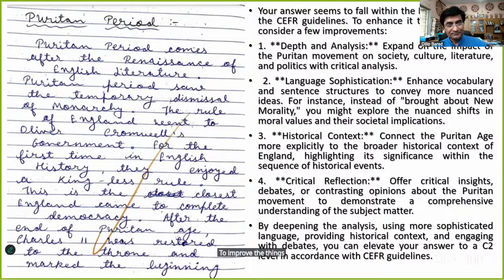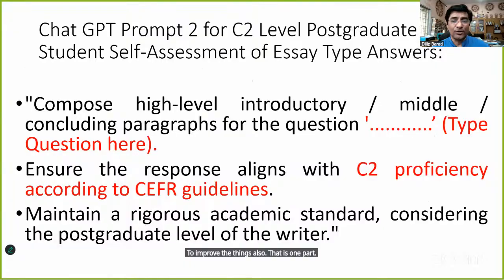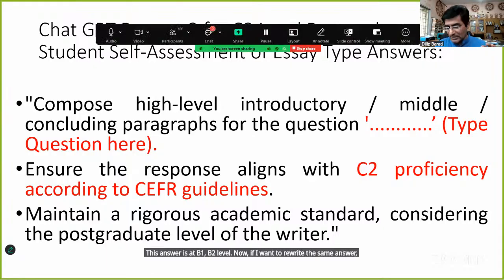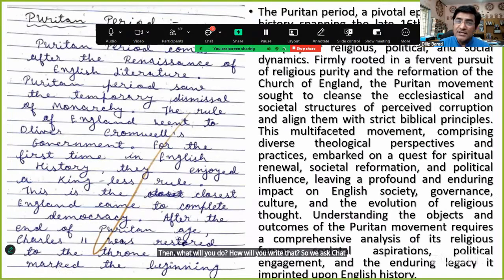That is one part. Then we ask another prompt that, okay, you have done the analysis and told that this answer is at B1, B2 level. Now, if I want to rewrite the same answer for C2 level, then what will you do? How will you write that? So we ask ChatGPT to rewrite my answer. So we don't want one ideal answer.